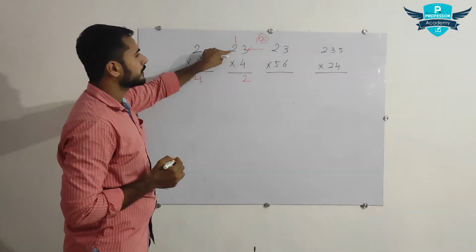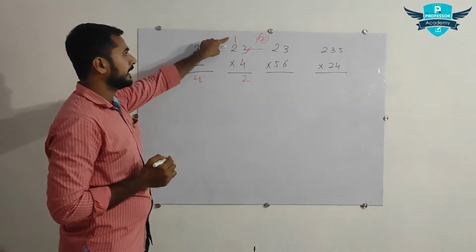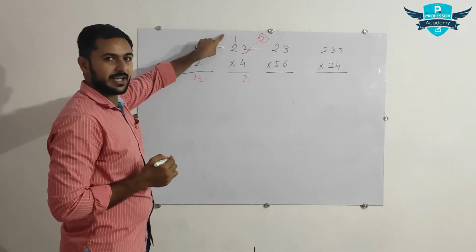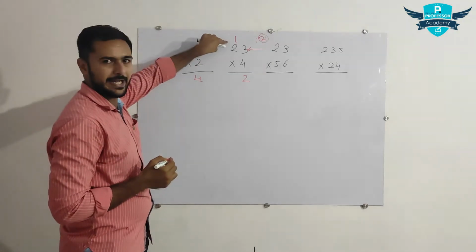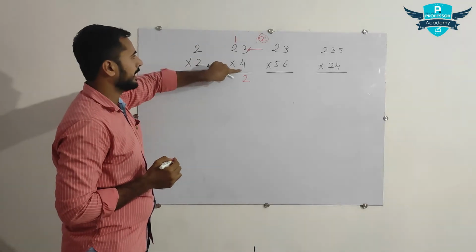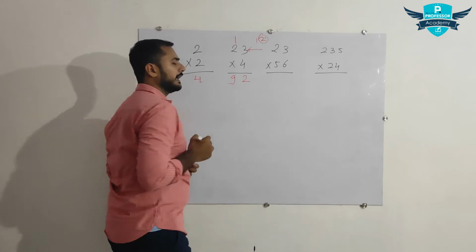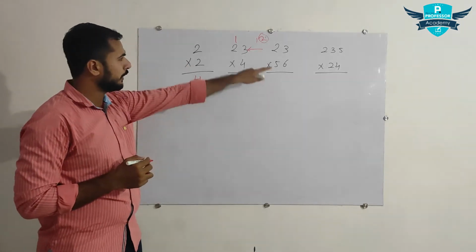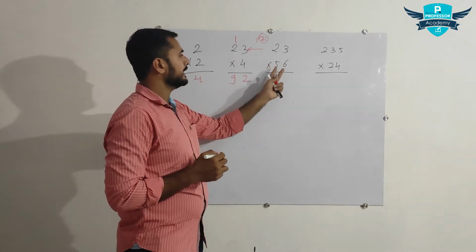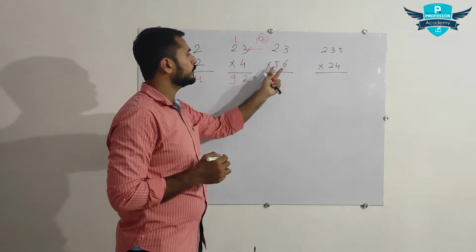Now 4 2s are. Find that. 4 2s are 8 plus 1, because we will add the carry. So the carry is 1. 4 2s are 8 and 1, that is 9. The answer is 92. Now here you can see we have to multiply 2 digit with 2 digit.